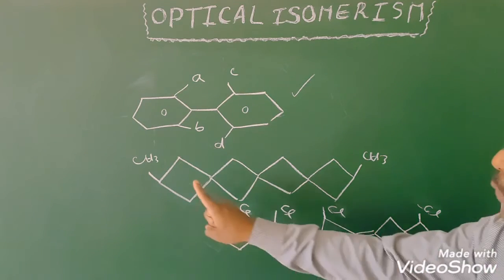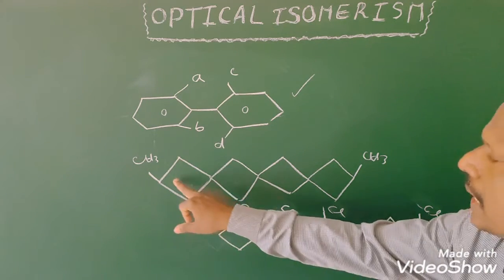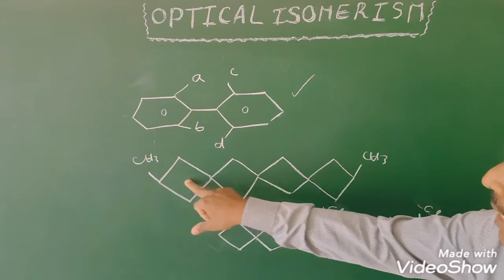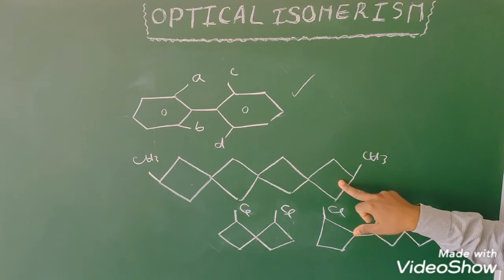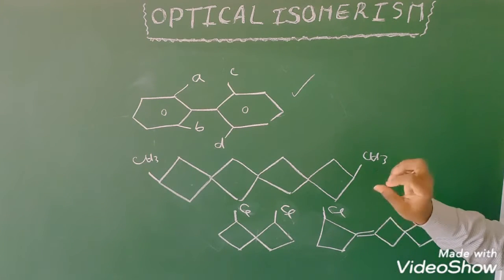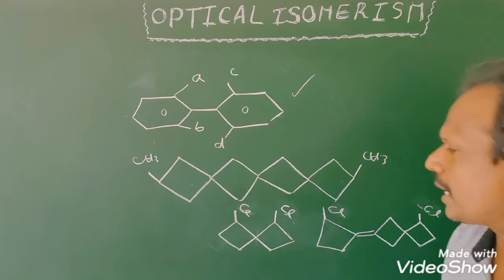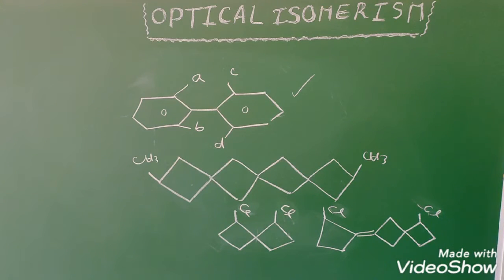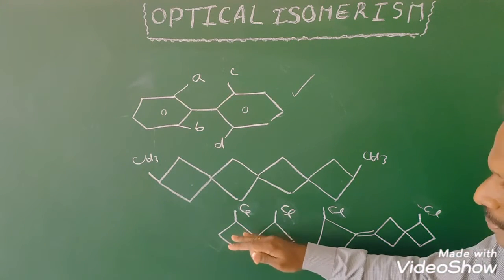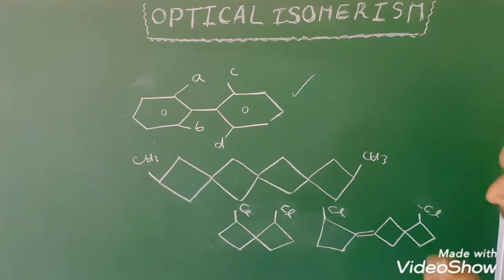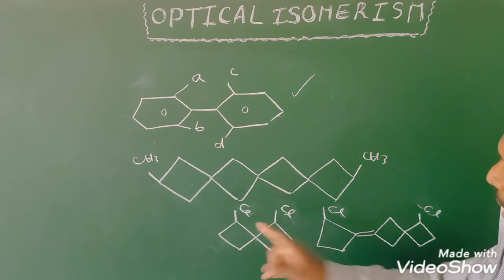Practically, these two rings are present in different planes. So in the case of spiranes, if the rings are in even number, they must be out of plane. So there is no possibility of symmetry. In this compound, the plane of symmetry and center of symmetry are absent. So this molecule also has a mirror image. It is optically active and has a mirror image.